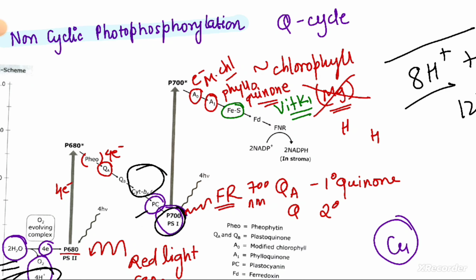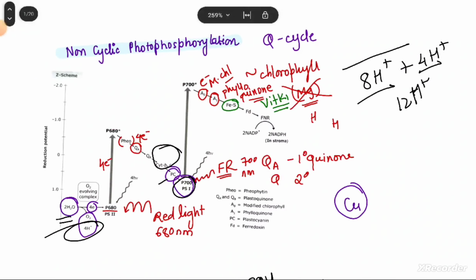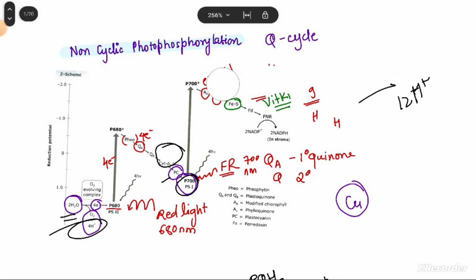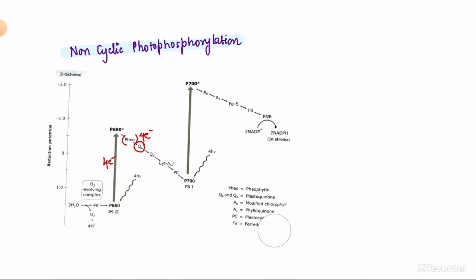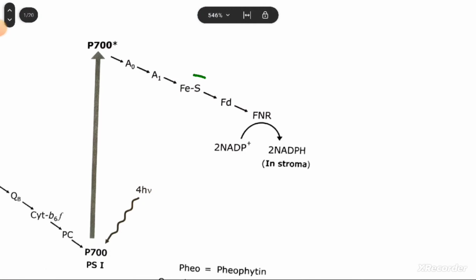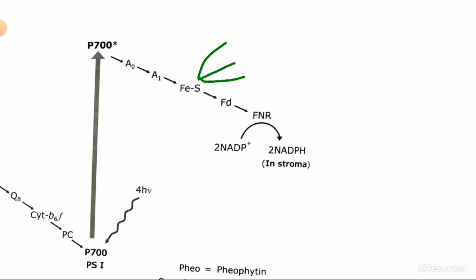Then comes your FeS series. I'll just clear this portion so that you guys can understand what I'm talking about. So now we are here, near this FeS. FeS is nothing else but a cluster of protein. There is FeSX, there is FeSA, there is FeSB. There will be a series of transfer of electrons.